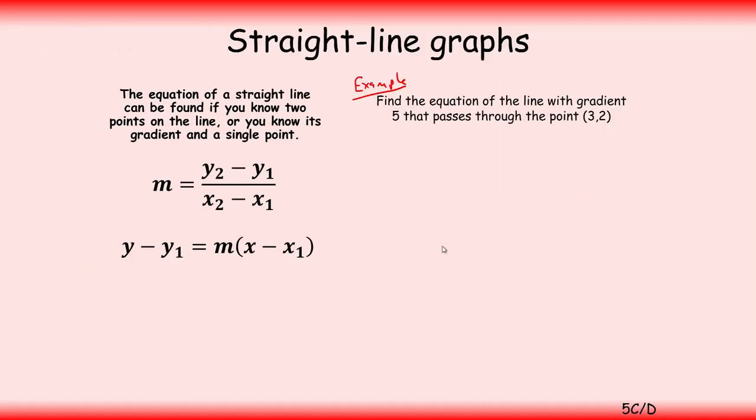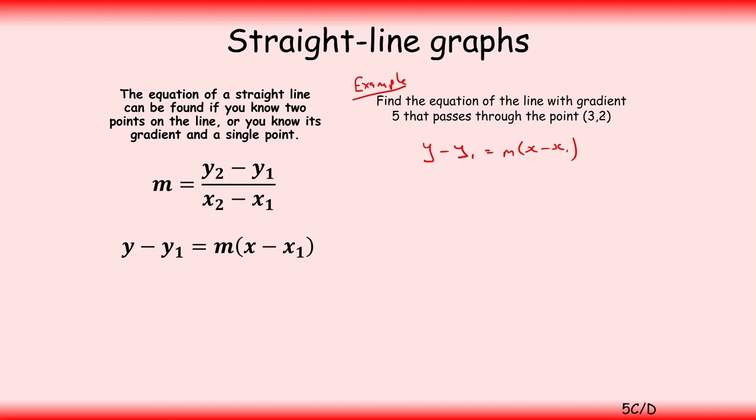Right, let's have a look at this example here. Find the equation of the line with gradient 5 that passes through the point 3, 2. So we want to find the equation of a straight line, or in the form of y equals mx plus c. Now we use this formula here, y minus y1 equals m times x minus x1. Like we say, always write the formula down. It just helps the memory. We get used to it.